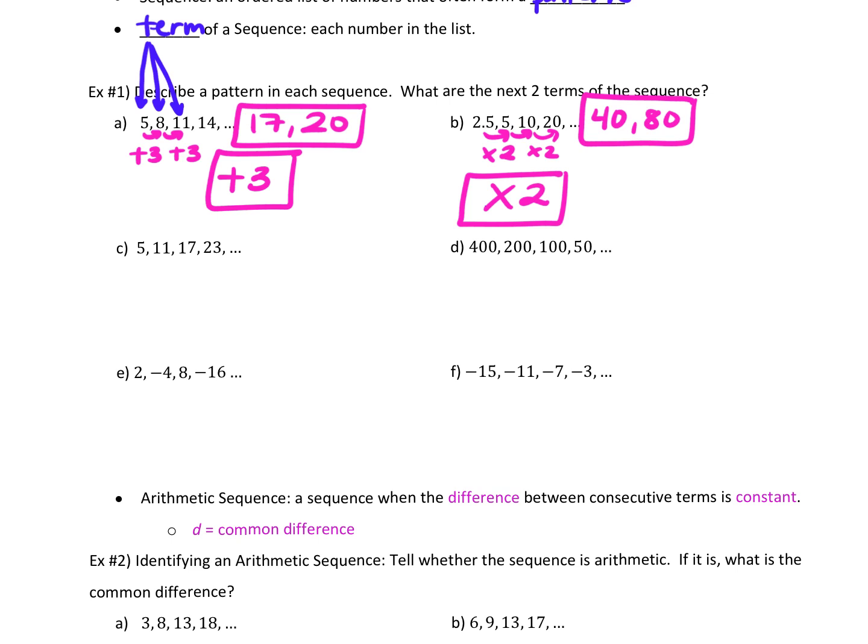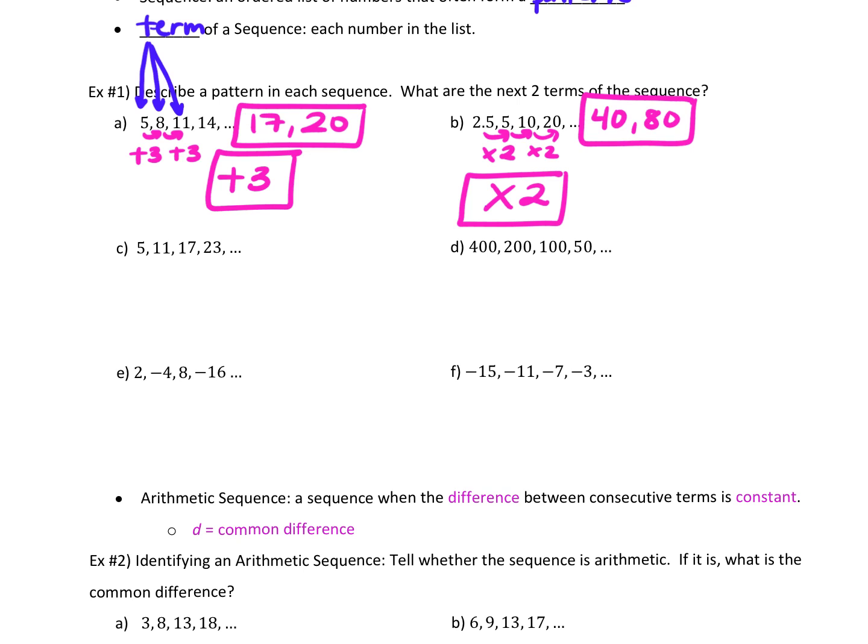Now, here's the deal. Some of you are going to see this and go, yep, I got it. I know what that is. But other times, it's just not that easy. So here are some good methods for you to employ if you're trying to figure it out. I always say, take the second term and subtract the first term, 11 minus 5. Then go to the third term and subtract the second term, 17 minus 11. If that number is a positive number, then we were adding 6 each time, right? If that number is a negative number, then we were subtracting whatever each time, okay?